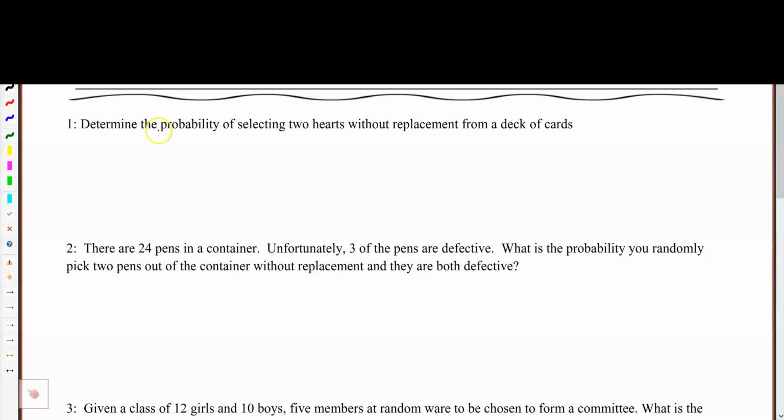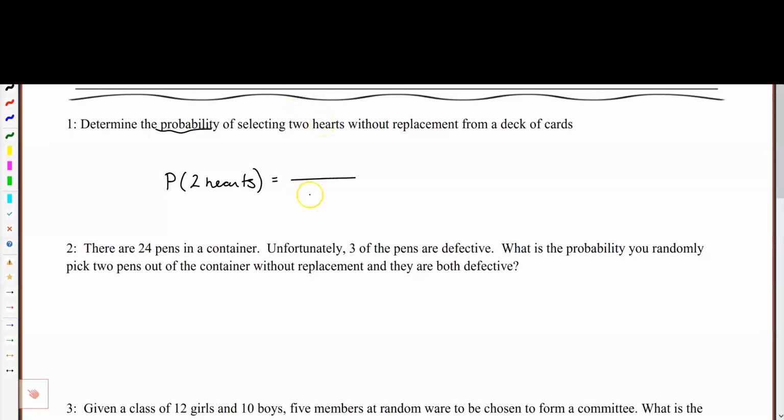In the first example, we are asked to find a probability, so this is not just a count. We want to find the probability of getting 2 hearts if you're pulling cards out of a deck of cards without replacement. Since this is without replacement, once a card is pulled, it's not going to be put back in the deck. So repetition is not allowed, and order will not matter either. It doesn't matter which heart you got first and which heart you got second. You just want to get 2 hearts at the end.